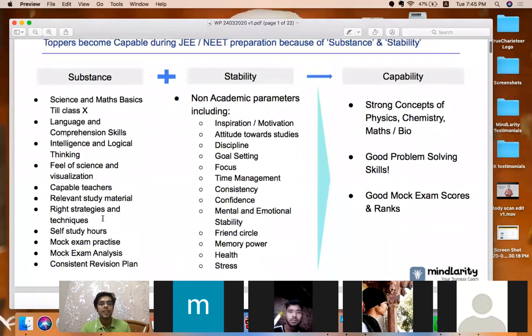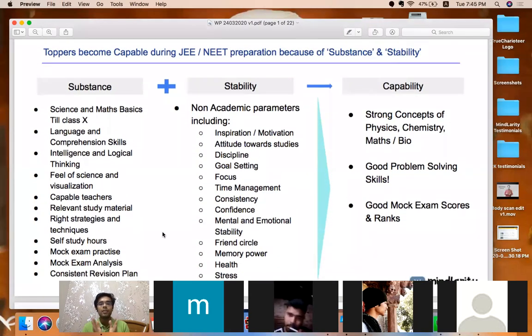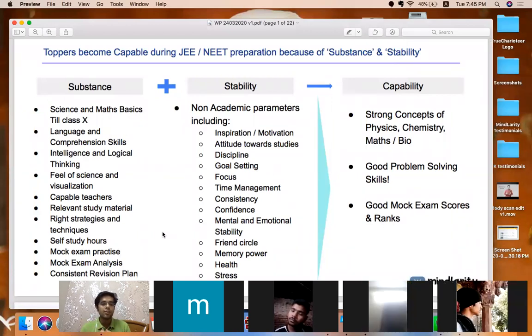Then comes the self-study hours. We know that in this preparation journey, we have to put 12 to 13 hours every day for 2 long years, and then only we have a great chance of getting into our dream college. So 5 to 6 hours we spend in our coachings every day, 6 to 7 hours we spend in our self-study every day. So if you're not able to do self-study 7 to 8 hours every day, it would be a challenge for you. Your concepts won't be strong enough, your problem solving skills won't be that good, and your exam scores and rank again won't be up to the satisfaction.